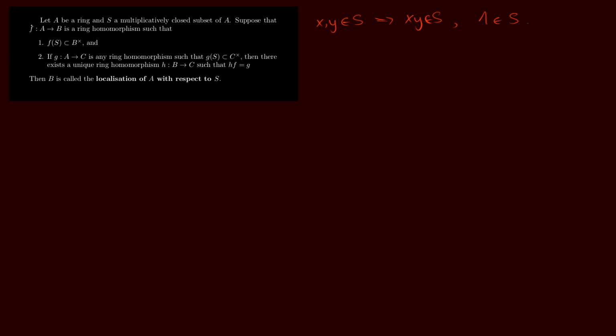The localization consists of a ring homomorphism F from A to B. F will be referred to as the localization map. The localization itself is the ring B. And we need this to satisfy two conditions. The first one is semi-obvious for the reasons I just gave, in that we want all of the elements in S to become units. So we're mapping S into the group of units of this ring B.